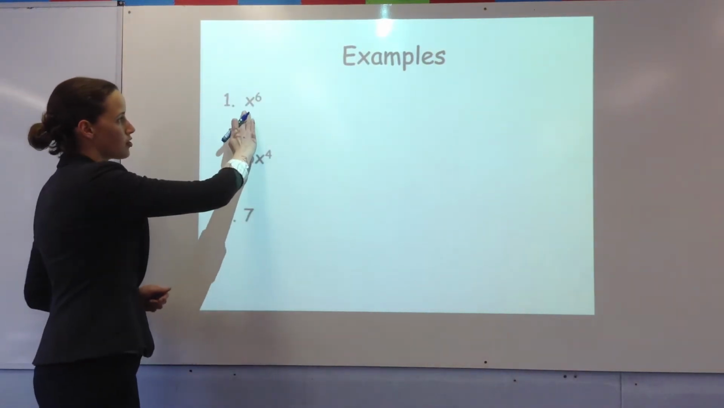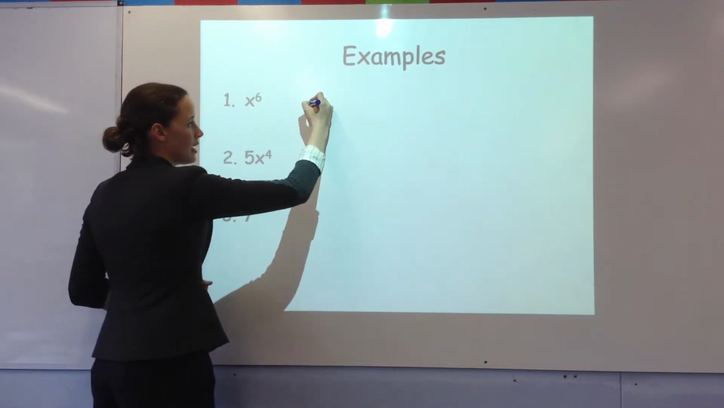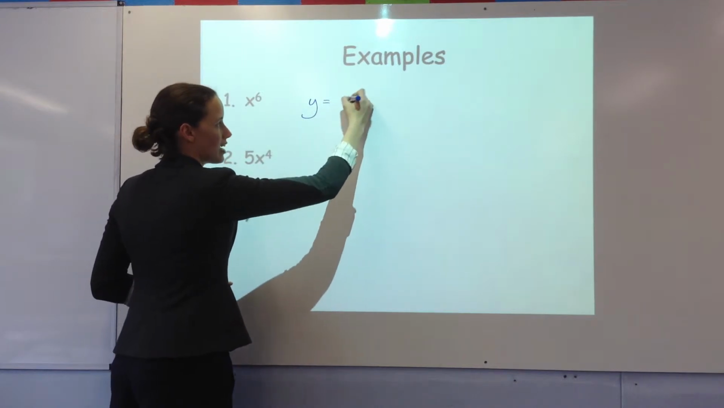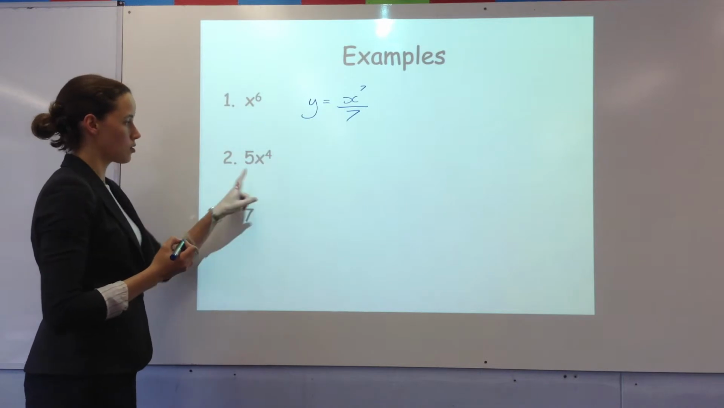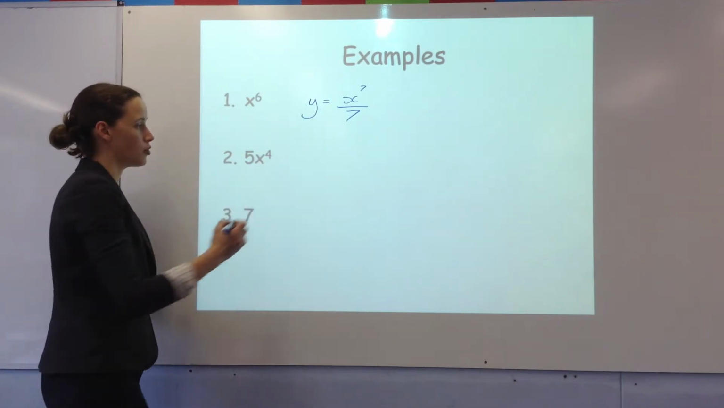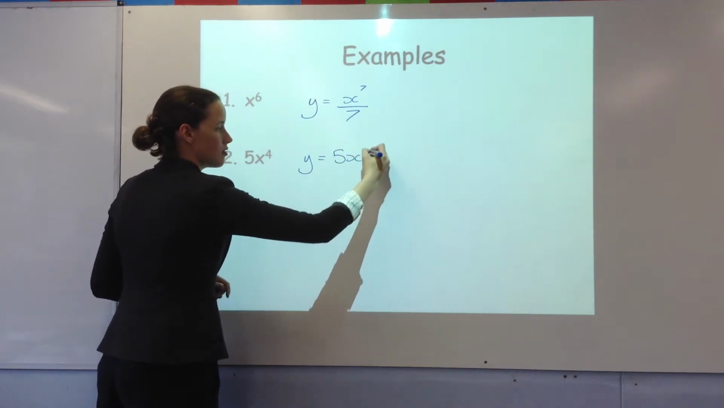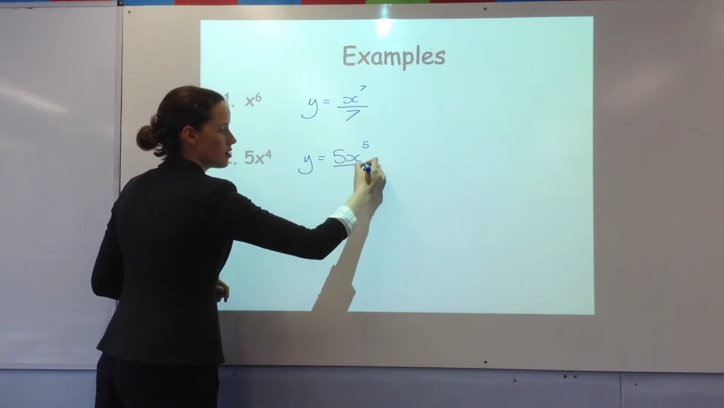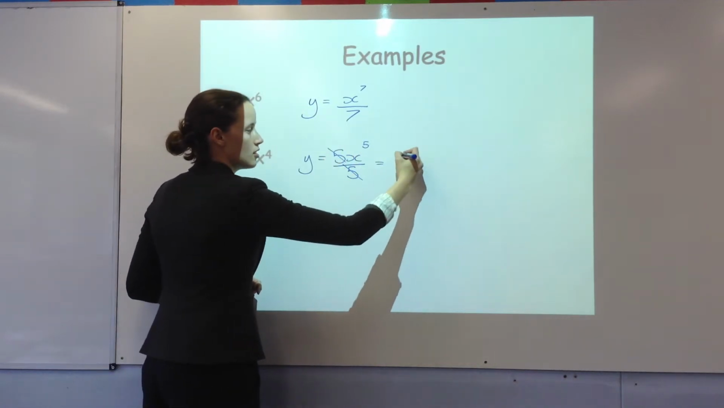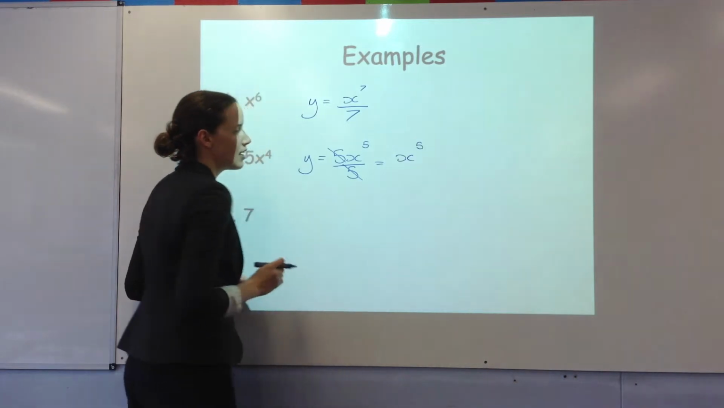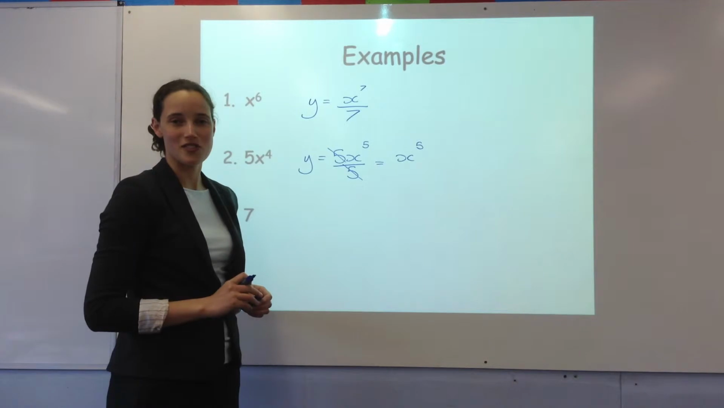So, if we've got that dy by dx is equal to x to the power of 6, when we integrate that, we're going to add 1 to the power and then divide by the new power. With this one here, 5x to the power of 4, when we integrate it, we're going to have 5x to the power of 5 divided by the new power of 5, and of course we can cancel that down to just get x to the power of 5. Now I've just done a classic mistake. Don't do this. I've forgotten to add the constants.